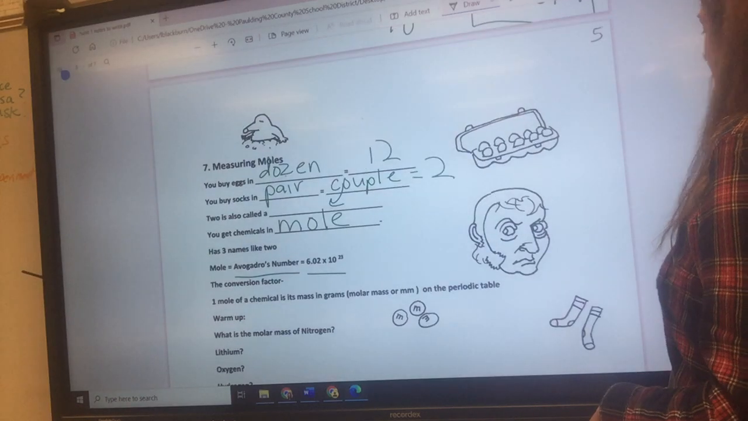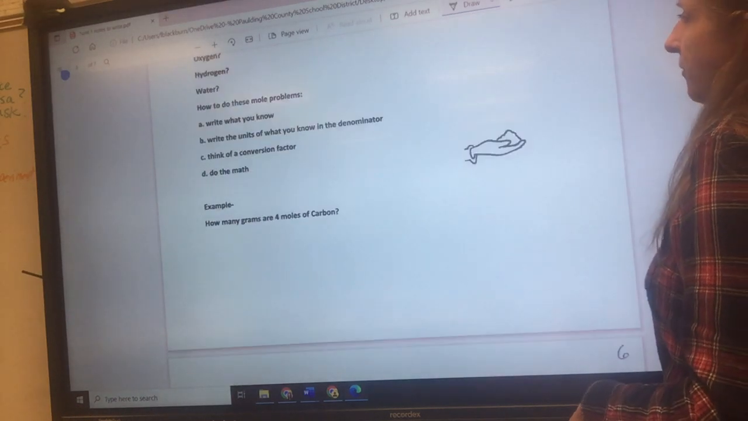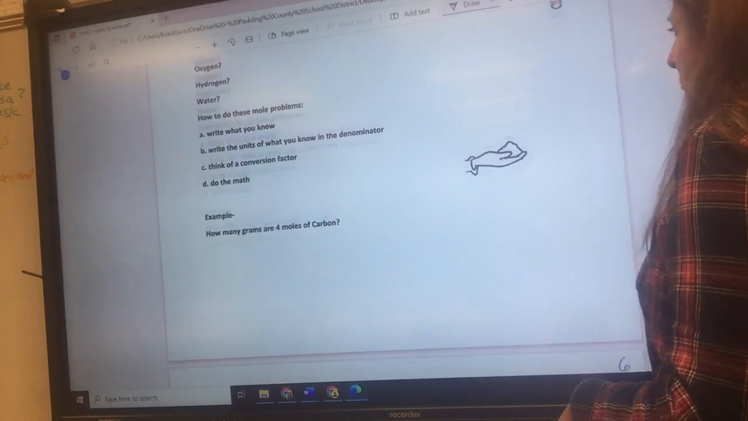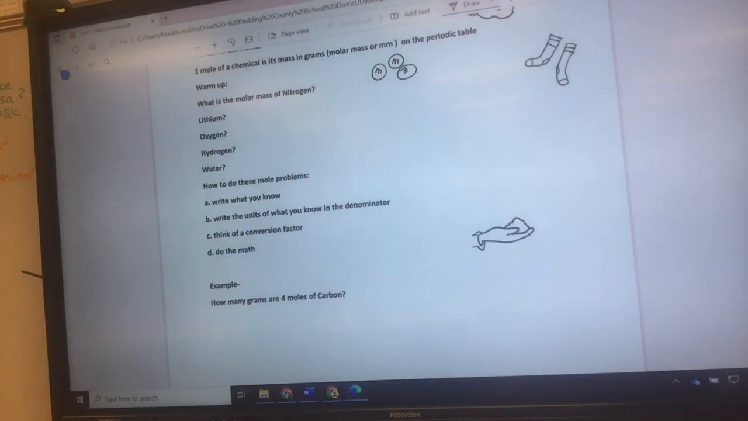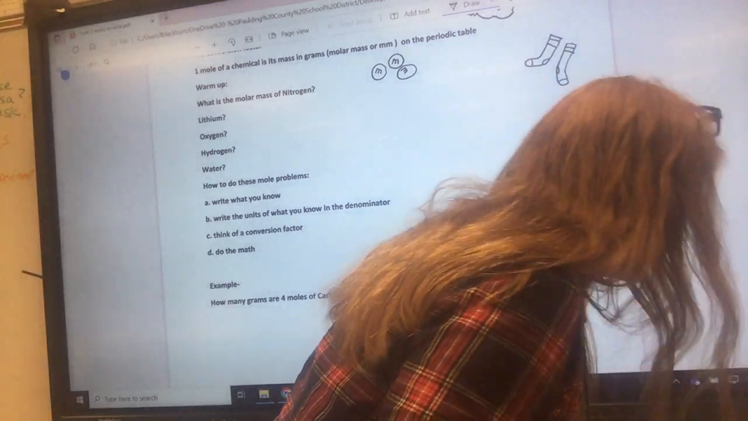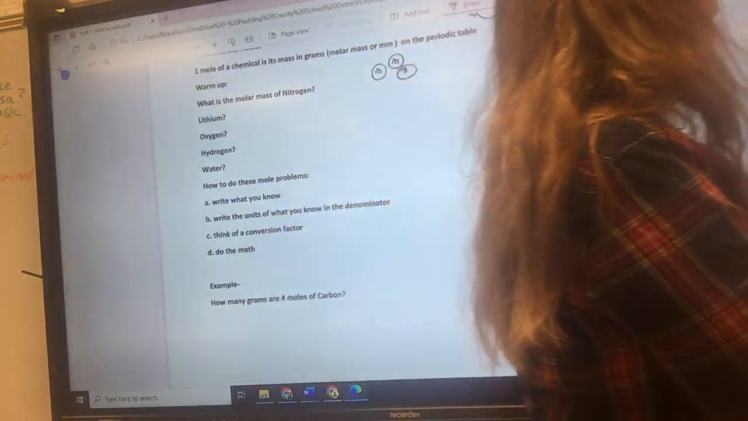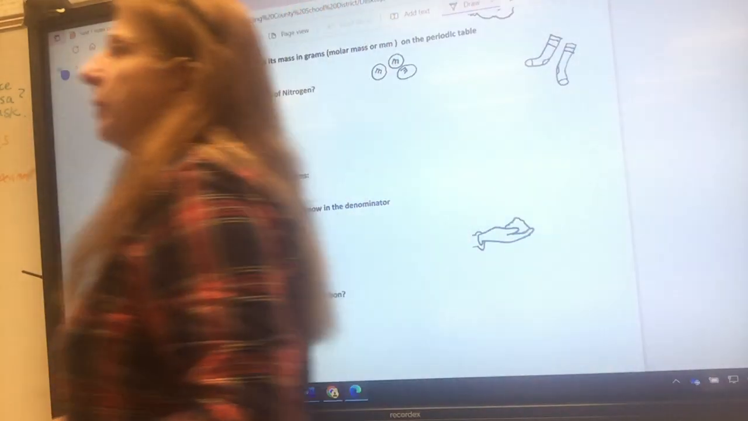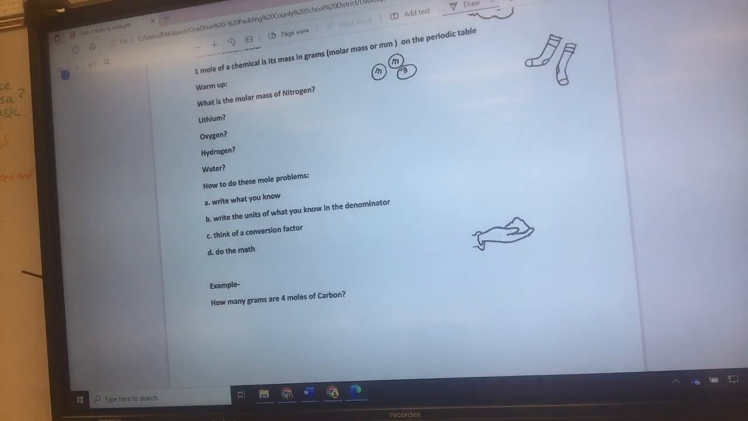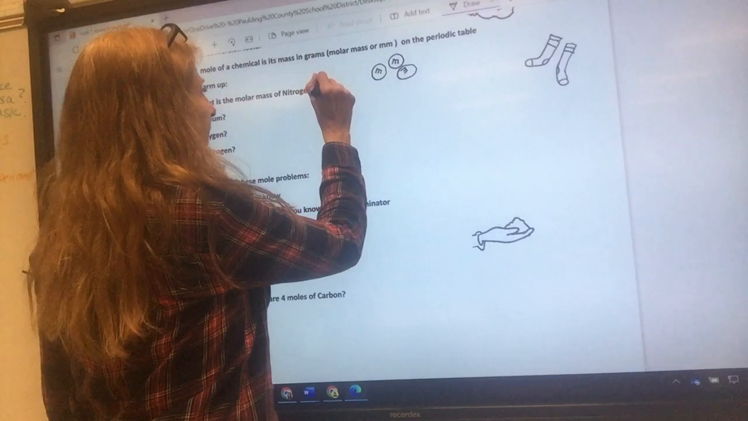So if we wanted to know the molar mass of nitrogen, we would look on the periodic table. I've got one right here. Yep. And you'll see on the periodic table this decimal number, 14.0067. On this periodic table, it's right here. 14.0067. So the mass of 1 mole of nitrogen is, you guessed it, 14.